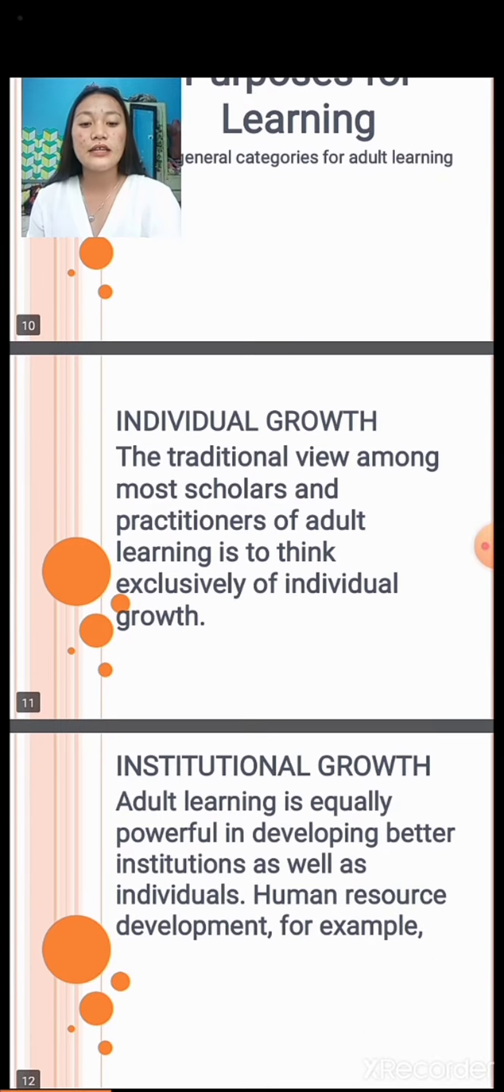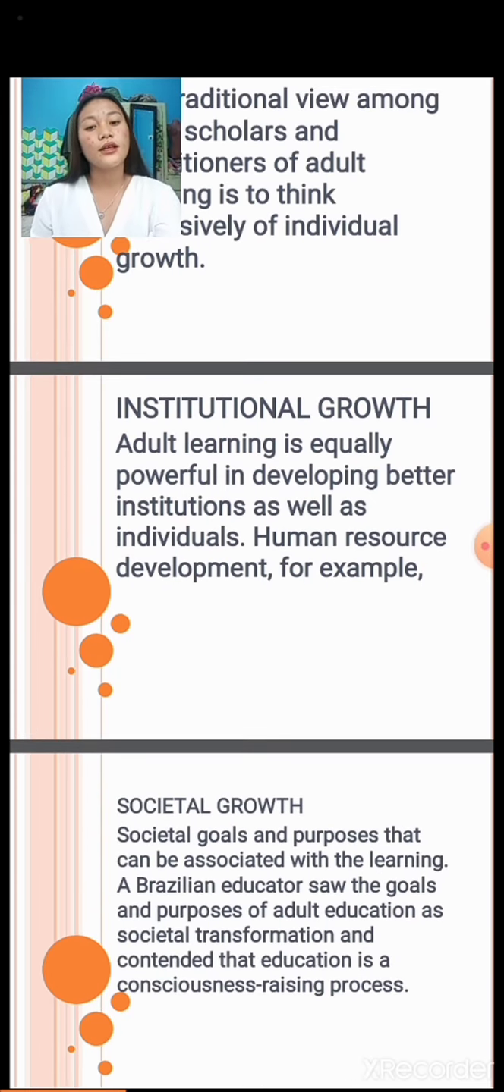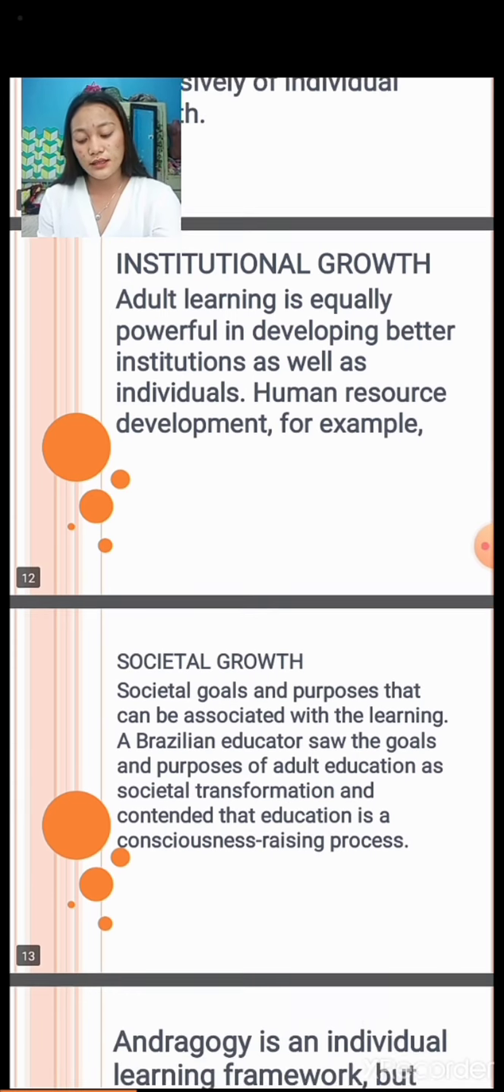Number 1, individual growth. The traditional view among most scholars and practitioners of adult learning is to think exclusively of the individual adult. Example, maturity, success, happiness. Number 2, institutional growth. Adult learning is equally powerful in developing better institutions as well as individuals. Human resource development, for example. It embraces organizational performance as one of its core values.